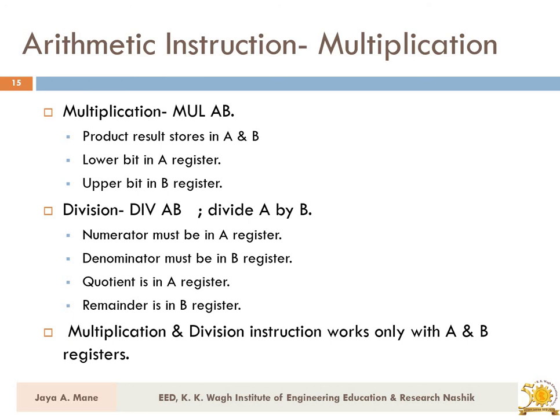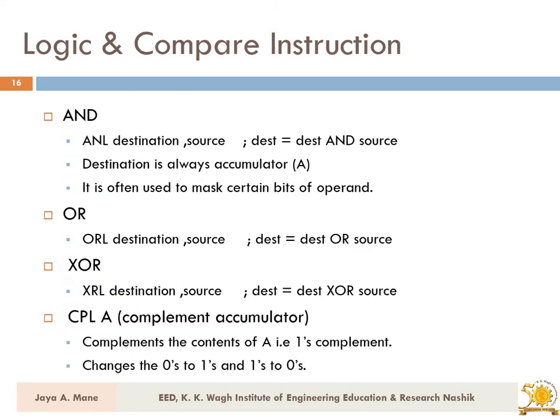Then division, again DIV stands for division. You have two registers, A and B. What it means is that we are dividing A by B. So A is your numerator and B is your denominator. After performing this division operation, the A register will hold the quotient of the result, and the B register will hold the remainder of the division. So this is how multiplication and division are done, and the registers used are A and B. Always remember that multiplication and division work only with the A and B registers.